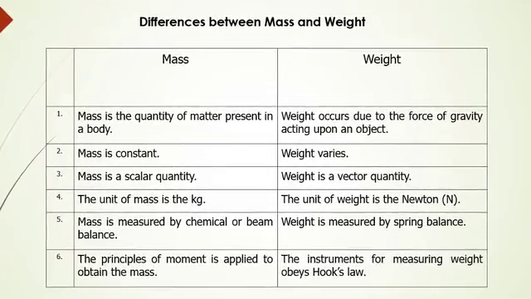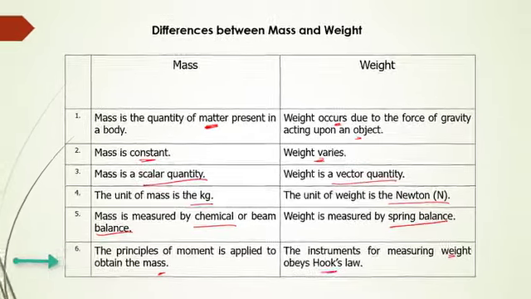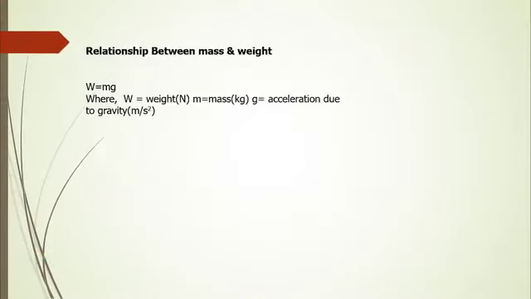Now let's look at the differences between mass and weight in a more broader sense. We say mass is the quantity of matter present in a body. On the other hand, weight occurs due to the force of gravity on an object. Mass is constant, weight varies. Mass is a scalar quantity, weight is a vector quantity. The unit of mass is kilogram, the unit of weight is Newton. Mass is measured using chemical or beam balance, weight is measured using a spring balance. The principles of moments are used to obtain mass. On the other hand, the instruments for measuring weight obey Hooke's law of elasticity.